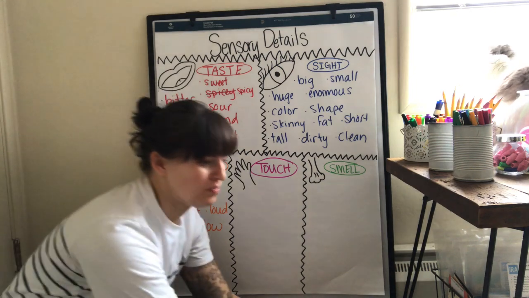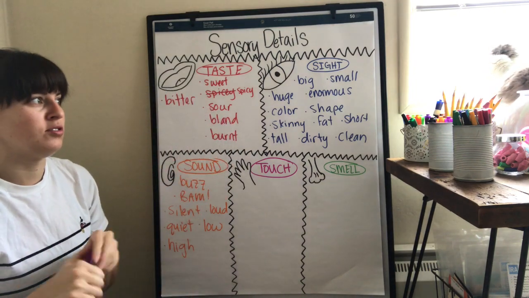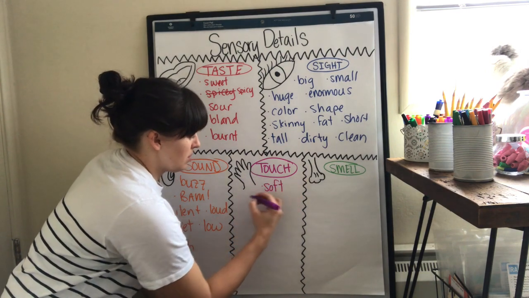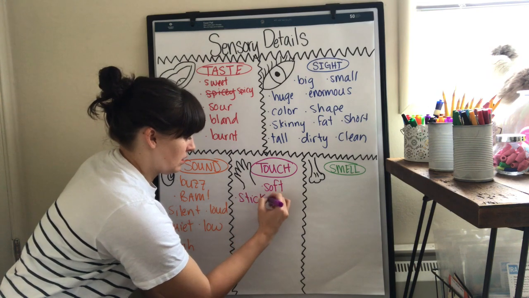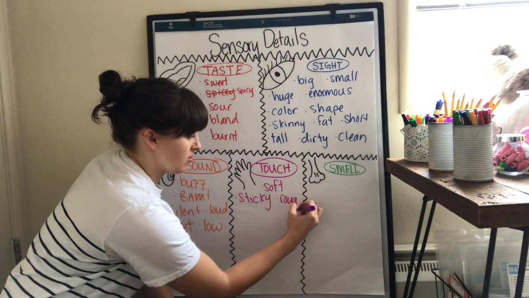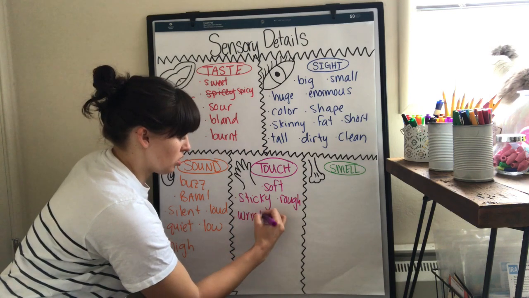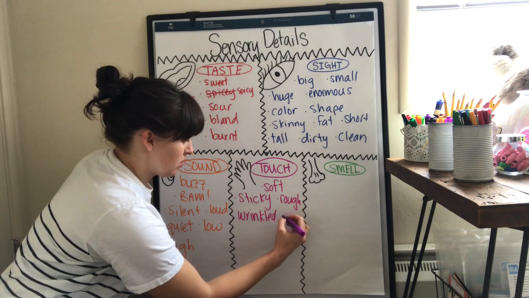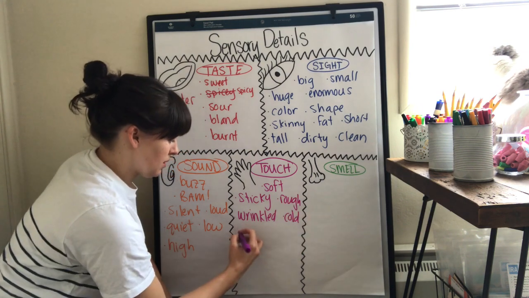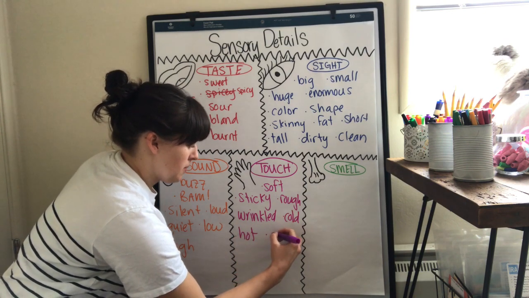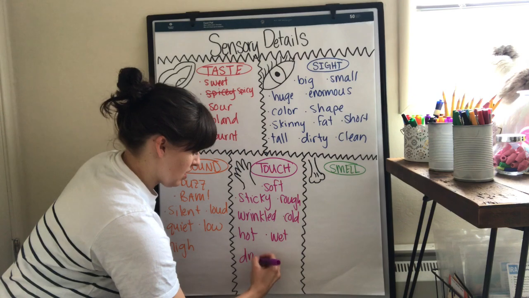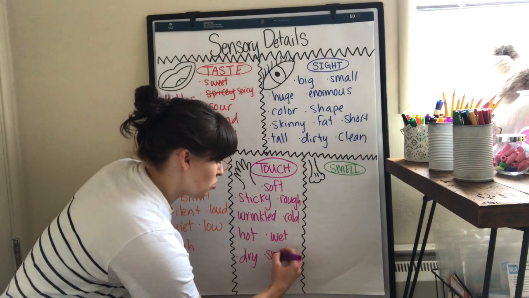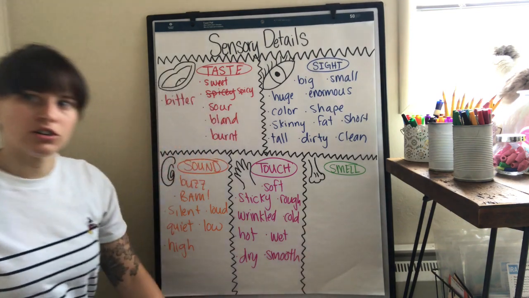All right, touch. Touch is a good one. So maybe you're trying to describe the way something feels. So maybe it's soft. Maybe it's sticky. Maybe it's rough, right? Maybe it's wrinkled. Maybe it's cold to the touch, right? Maybe it's hot to the touch. Maybe it's wet. Maybe it's dry. These are all words that you can use to describe the way something feels. We have rough, maybe we have smooth. Right? These are all really good words.